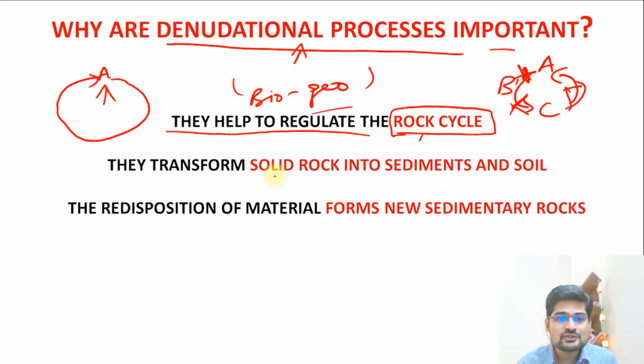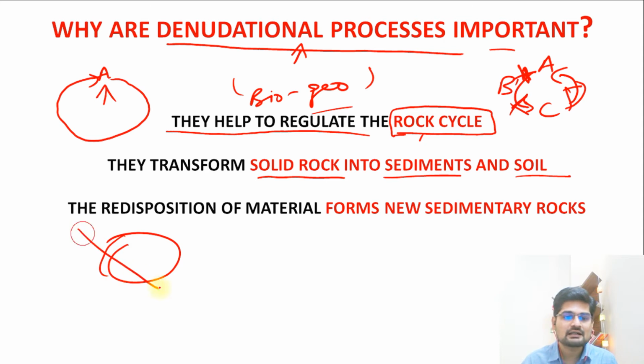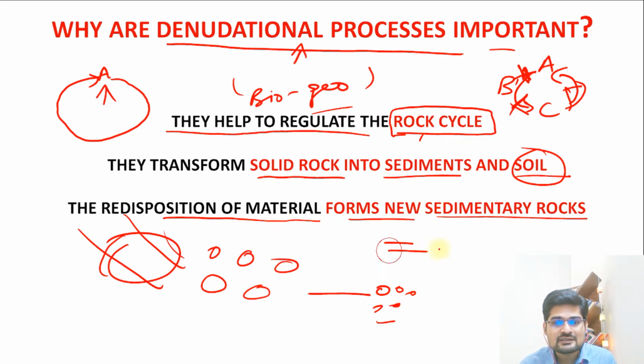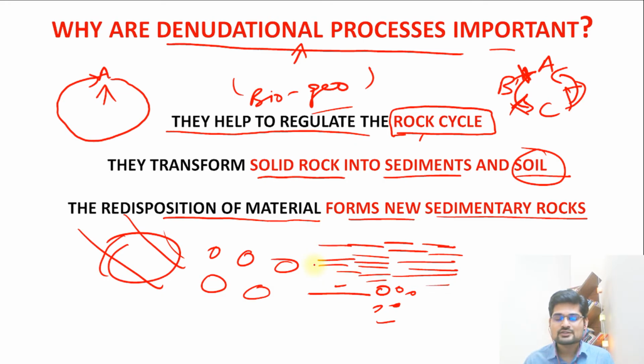Then the transformation of solid rock into sediments and soil. This is what they regulate. Bigger rock materials are broken into smaller fragments, and they are further converted into soil particles. So that is what is important here, soil formation. Then the redeposition of this material forms newer sedimentary rocks. We understand how the layers of sediments are deposited, as we have understood through geosynclinal theories, other plate tectonic theories, and young fold mountain formation. These smaller sediments are deposited in various layers, and when they are frozen together with time, they are known as sedimentary rocks.